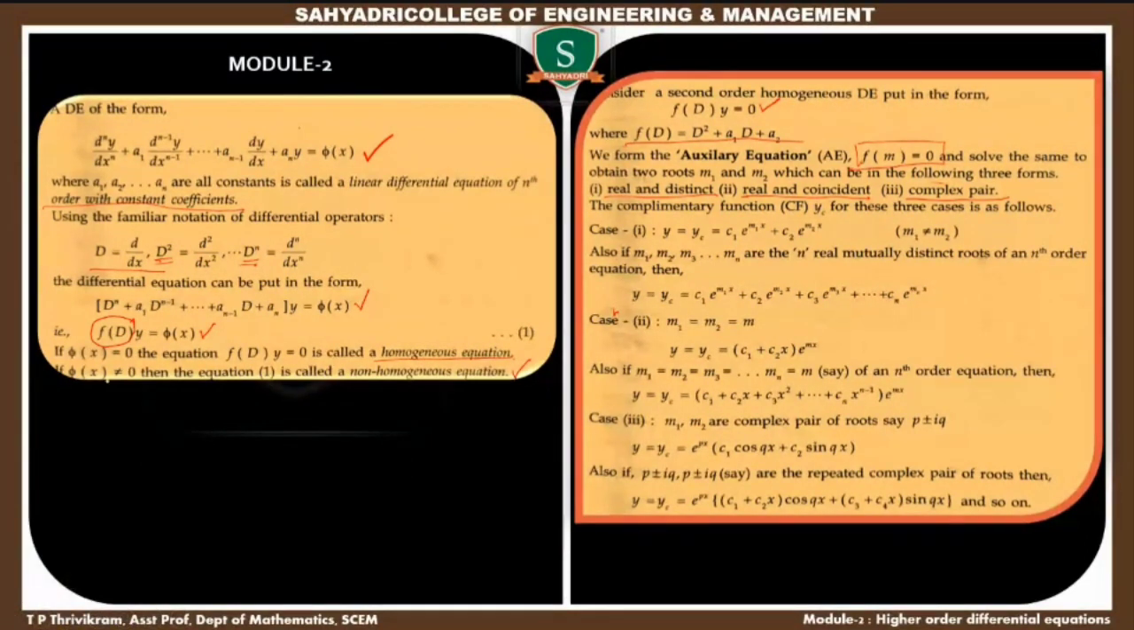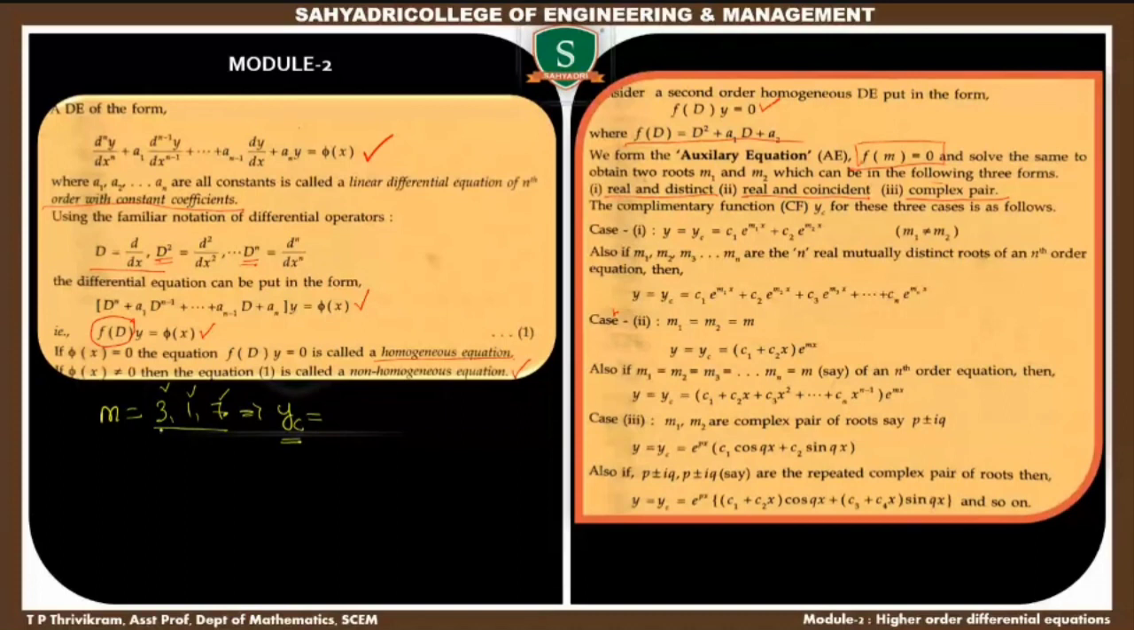Suppose you got the roots for m as 3, 1, 7. Okay, we call it real and distinct because no root is repeated. All are unique. This implies the complementary function. We call the solution for this kind of equation the complementary function, and it is denoted by yc.